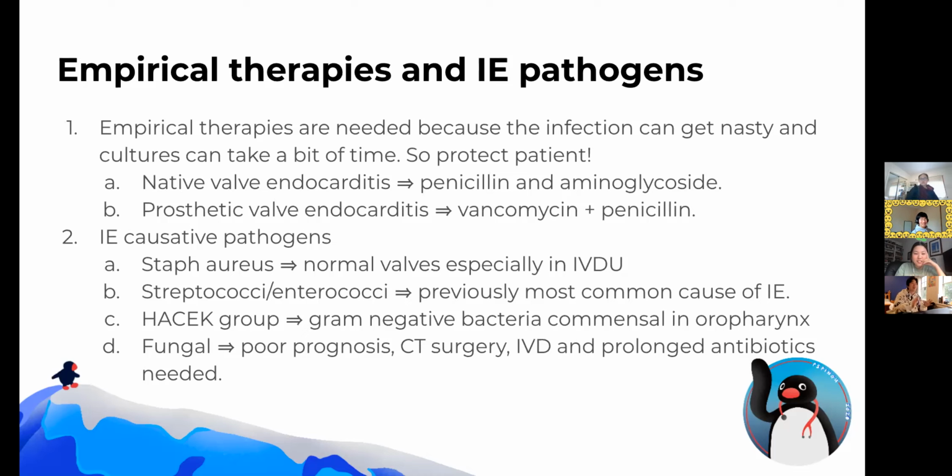They're different. So penicillin and aminoglycoside for your own body, and then vanc is really strong. So you want to use it for something that's not within your own body. So that's your prosthetic valves.